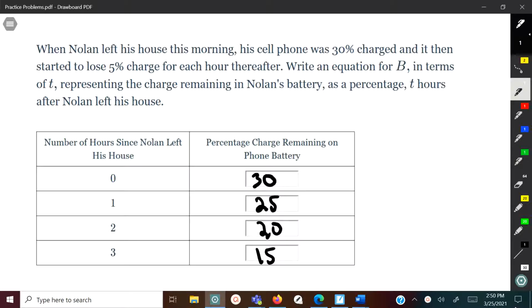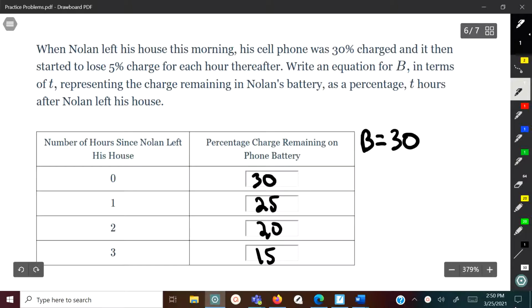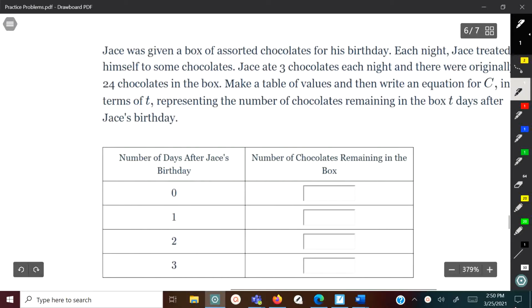Okay, and now we're going to go ahead and make the function. So the battery life, B, is equal to where we began, 30%, but instead of adding, we're subtracting 5% times the number of hours since he left the house, which would be T. Alright, now take a look at this next one and see if you can solve this one.